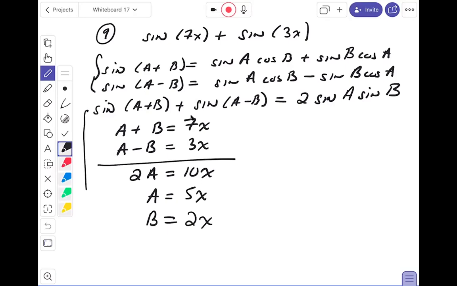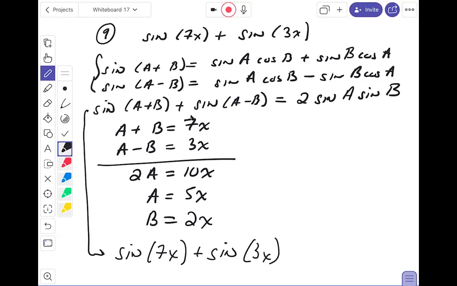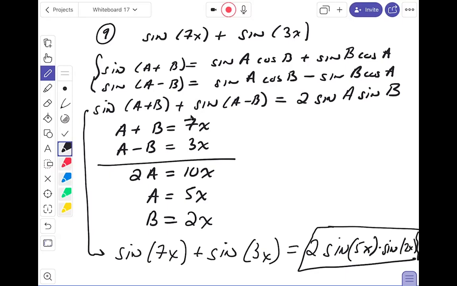So let's write this down. What do you get? The sine of what's A plus B? 7x, plus sine of what's A minus B? 3x, is equal to 2 sine of what's A? 5x, times sine of what's B? 2x. Box this in. I took the sum and wrote it as a product.